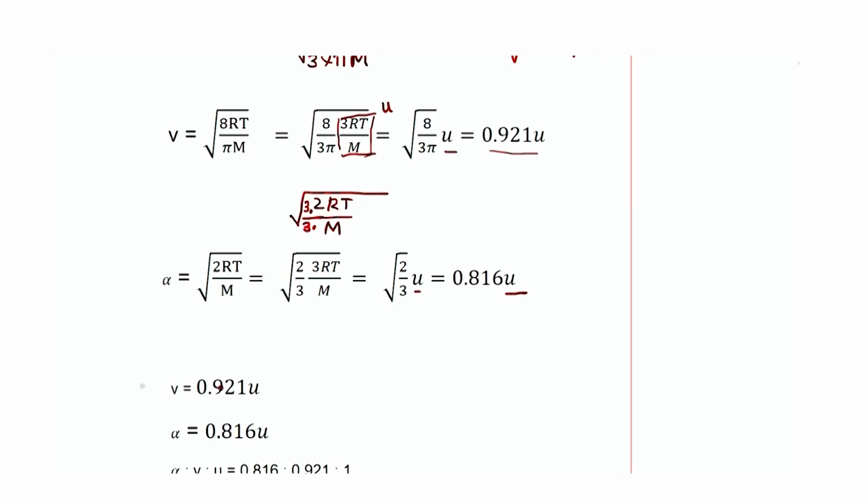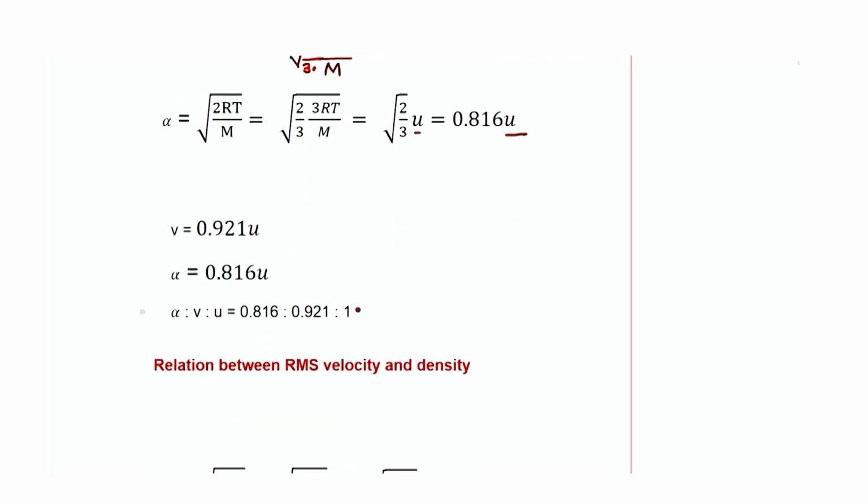Now, we have the two expressions: v is equal to 0.921 u and alpha is equal to 0.816 u. So, when I take the ratio, if root mean square velocity is taken as 1, the most probable is 0.816 and the other one is 0.921, that is the average velocity. So, root mean square has got the highest value. Next comes the average velocity, and most probable velocity is the lowest one.